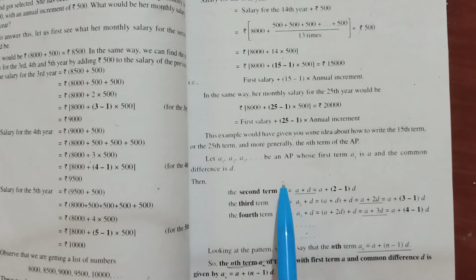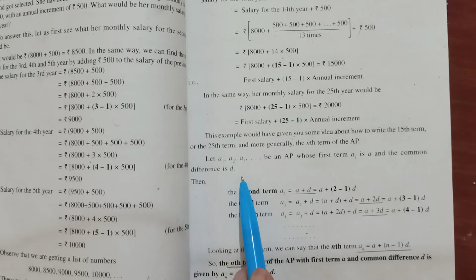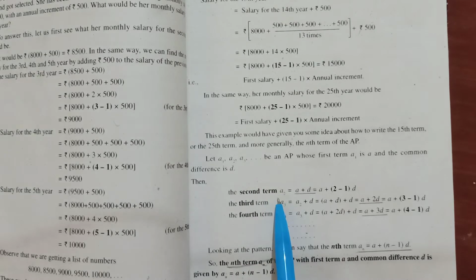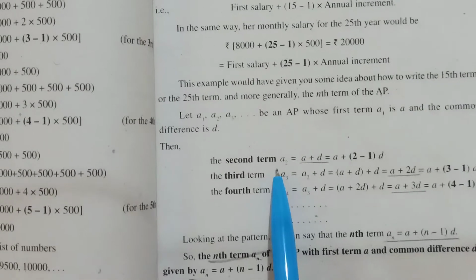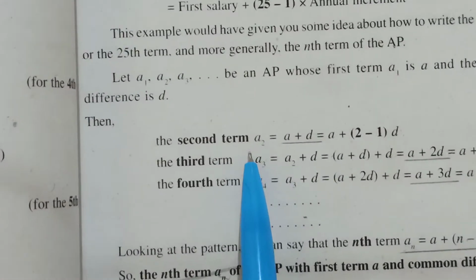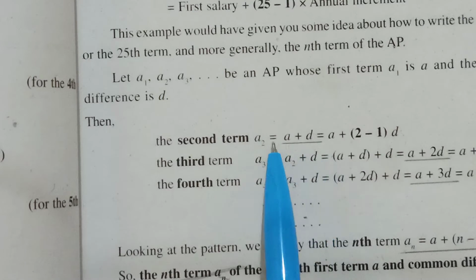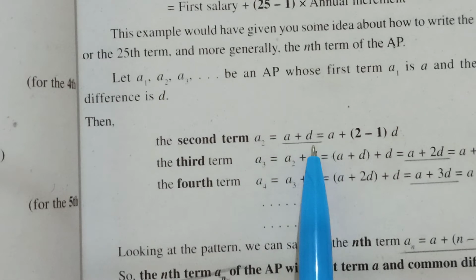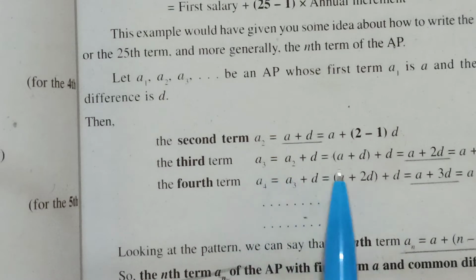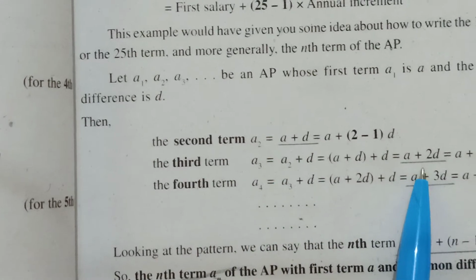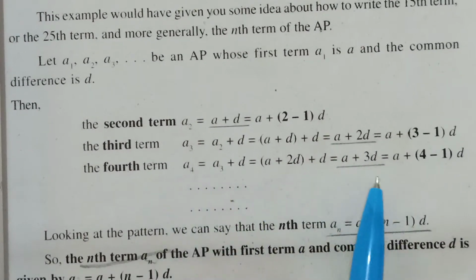So the first term is always A1. If we give it a suffix 1, it represents the first term. Then A2 is your second term of this AP, which we know is A plus D. How do we get the second term? To the first term, adding D. So A3 is A plus 2D. Then A4 is A plus 3D.